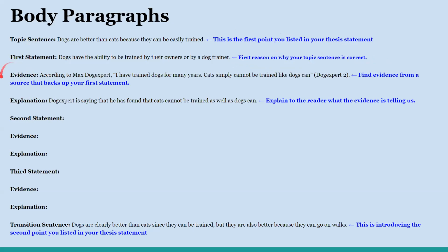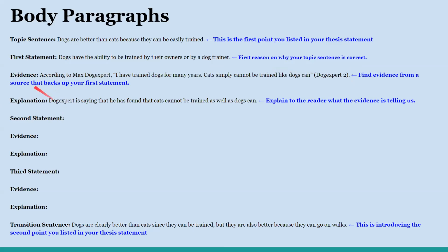Then you need to find some evidence either from the internet or from your own experience. So here's a made-up evidence I claimed I found from the internet. So according to Max Dog Expert, that would be somebody's first and last name, we do a comma, and then we have quotations. This is what they said on the site. "I have trained dogs for many years. Cats simply cannot be trained like dogs can." And then we end it with more quotations, and then a parentheses with their last name, and then like the page number we found it on, and then a period.